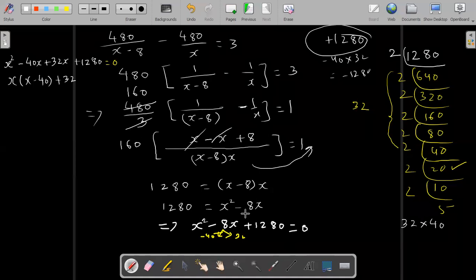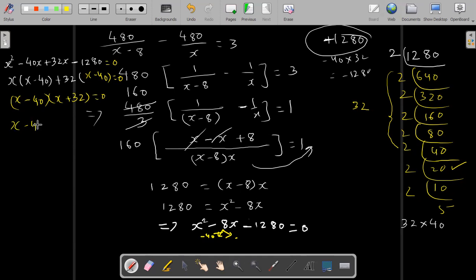So when you are taking this one this side, this is negative, correct. This is negative sign because this side we have transposed. Now it's okay, negative. We can take 32 common, then what will be left here? x minus 40 is equal to 0 and x minus 40 is common. So x plus 32 will be equal to 0.